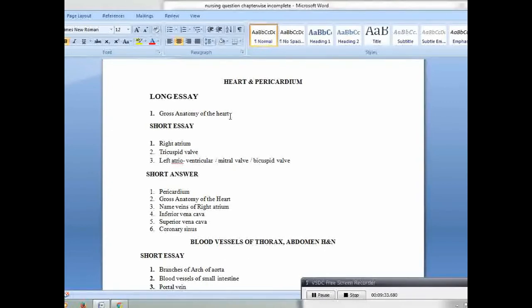Shortest is right atrium. Here you will mention about the right atrium. Right atrium has got two parts: rough anterior part and smooth posterior part. Then there's the interatrial septum. So you need to mention about features of each part.